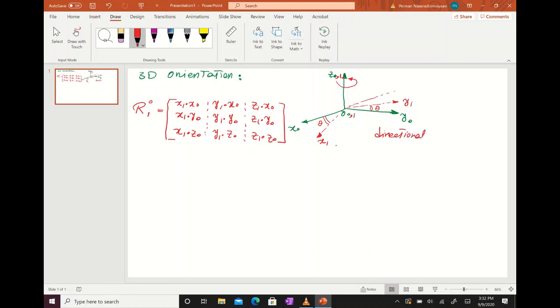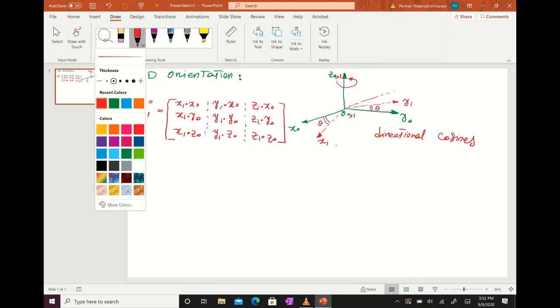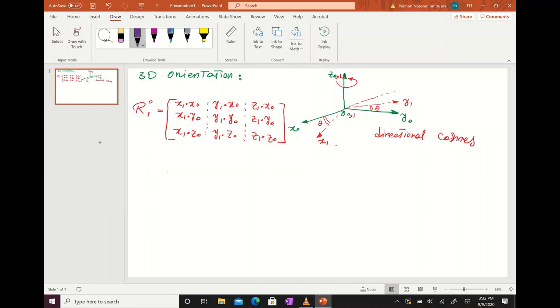That's right, and we named it directional cosines, right? Now you know it because we did that in 2D. So if you look at this 3D orientation or rotation, it's the projection of x1 on x0. Based on the directional cosine, it's going to be cosine theta.